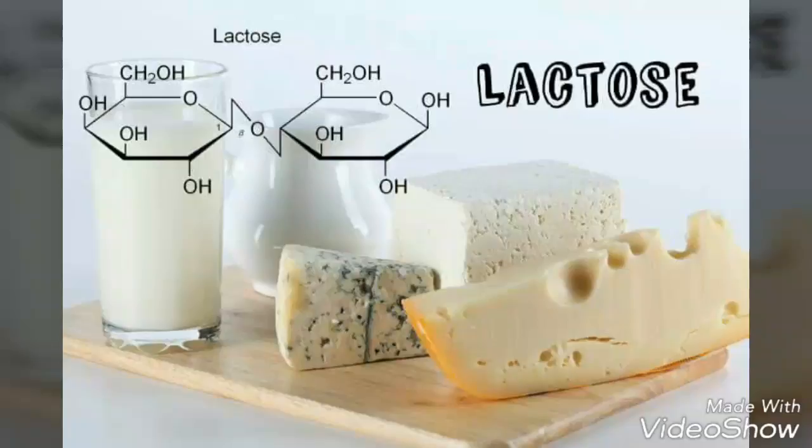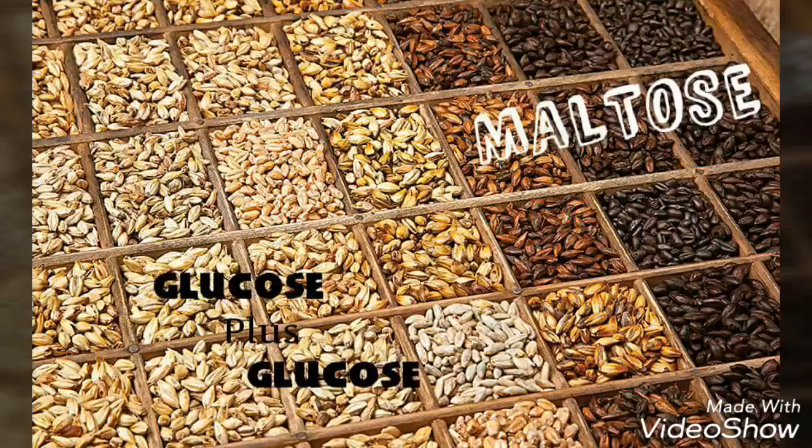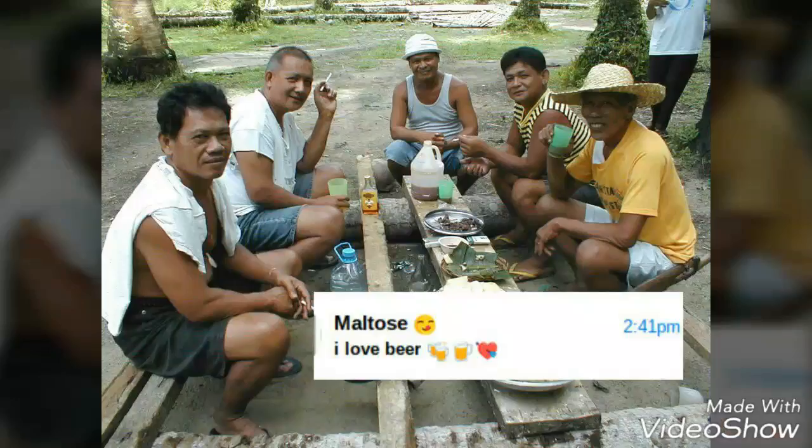It tastes only about 1/6 as sweet as sucrose. And like sucrose, it has to be divided and broken down. Lastly, maltose is composed of 2 glucose units. It is found in malt, the grain used in brewing beer. It tastes only about 1/3 as sweet as sucrose.